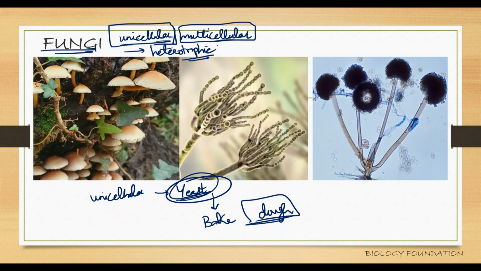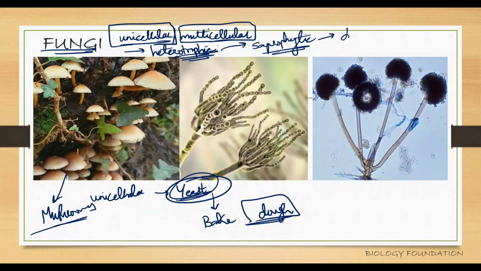But fungi also includes multicellular organisms. The best example is mushrooms. We all eat mushrooms, right? So these mushrooms are multicellular fungal organisms. Can they prepare their own food? No. They are heterotrophic. Then how do they get their food? They are saprophytic. If you remember, yesterday I told you what saprophytes are. They feed on dead and decaying organic matter.